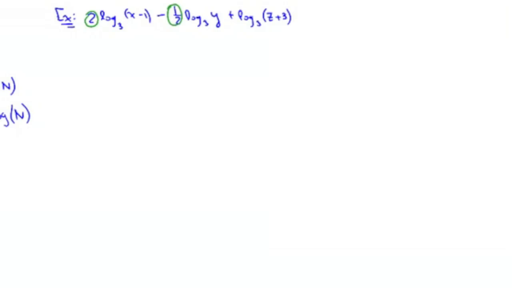So yank the 2 back up in its place, and you get log base 3 of x minus 1 squared minus. What happens to the 1/2? Now, most people don't know that, and I was going to get to that. You take the power and you bring it up onto the y, and it becomes log base 3 of y raised to the 1/2 power. And then the last one, nothing you can do to it, so just log base 3 of z plus 3. Okay?